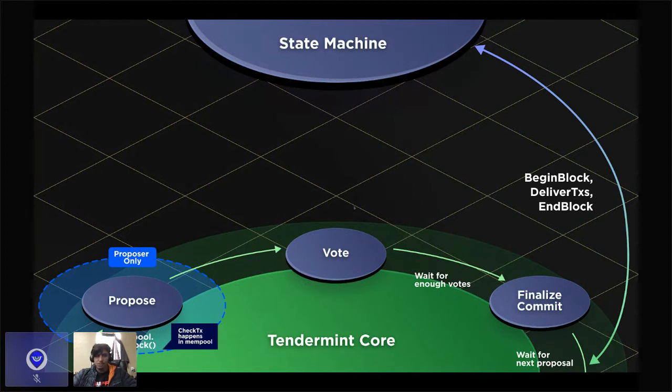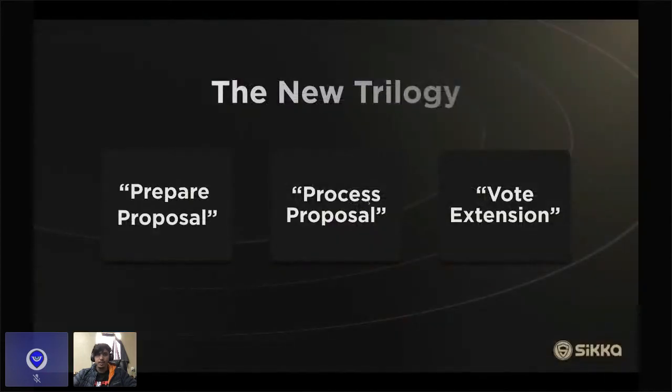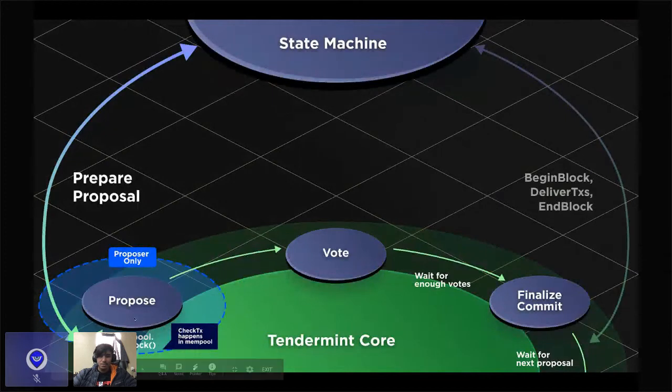So now let's talk about what we are going to do to change this to add more things. We're going to propose this new trifecta, or trilogy, of phases to ABCI: prepare proposal, process proposal, and vote extensions. First, preparing the proposal. Essentially, we're going to allow the proposer to talk to the application before it finally proposes its block. And this is what's going to let us do a bunch of batch optimizations.